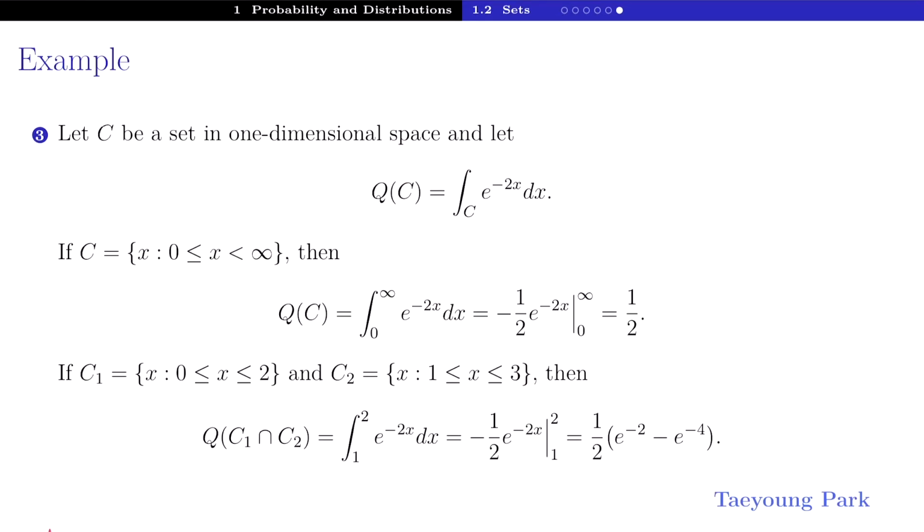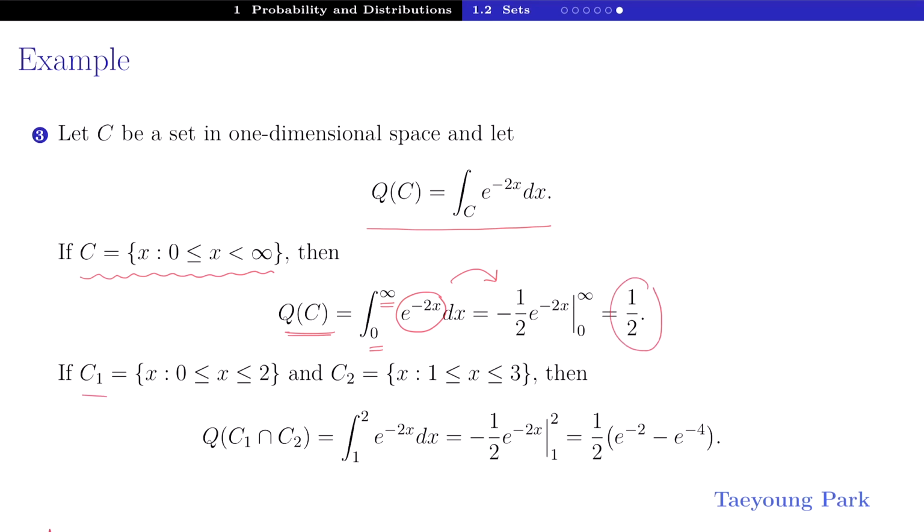Let's consider another example. Now q of C is an integral function given by this. If C is a set of non-negative real numbers, q of C becomes the integral of e to the minus 2x from 0 to infinity. And then we can just do this integral and it becomes 1/2.